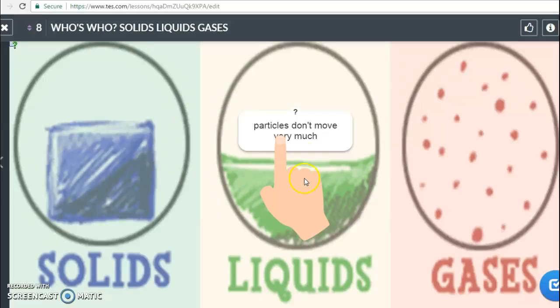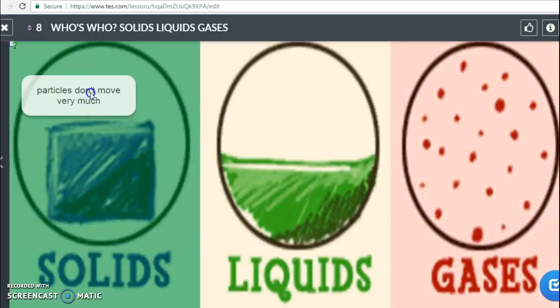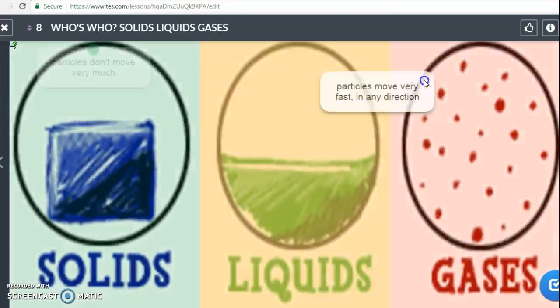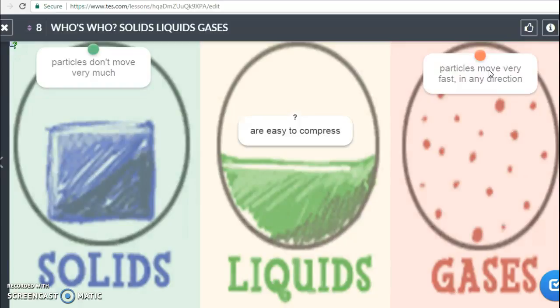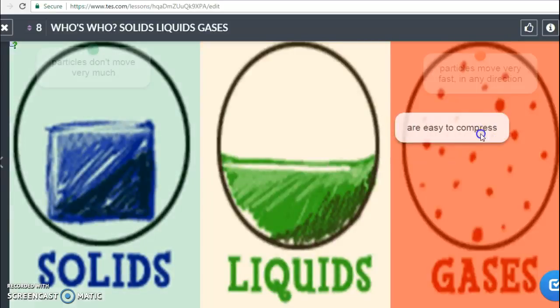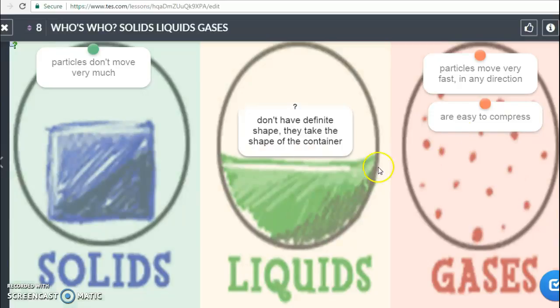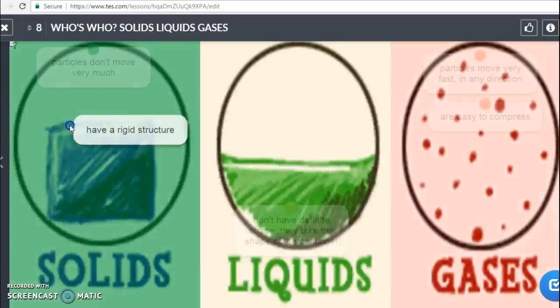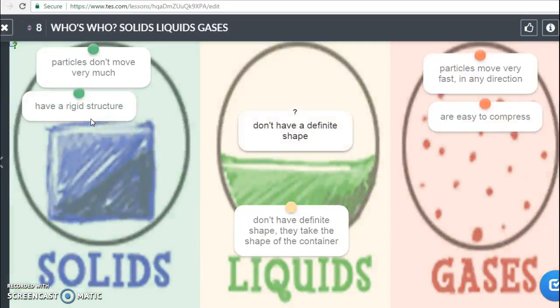So, a definition, a characteristic of one of the 3 states comes up. Particles don't move very much, and, for example, this pertains to solids. Particles move very fast in any direction. This pertains to gases. Are easy to compress. Gases are easy to compress. They don't have definite shape. They take the shape of the container. It's liquids. They have a rigid structure. It's definitely solids. They don't have a definite shape.